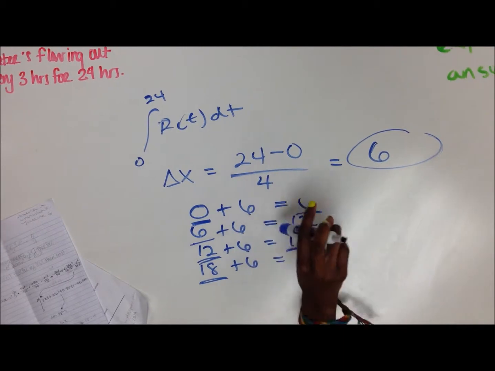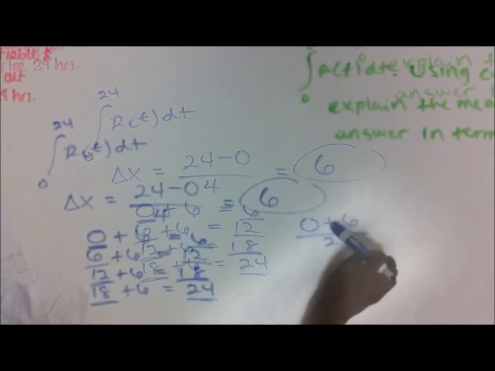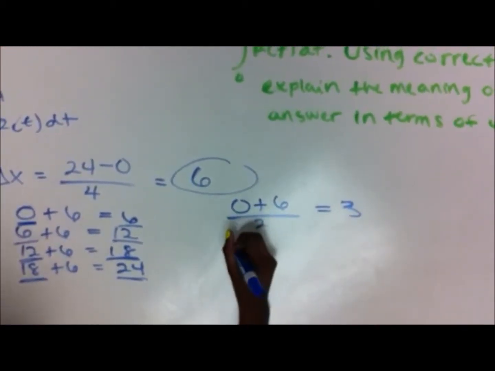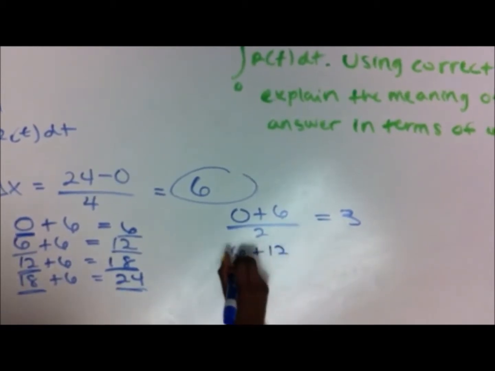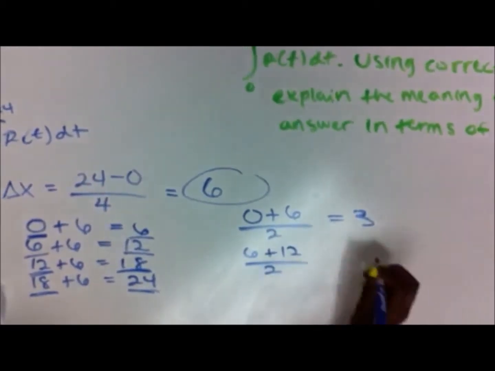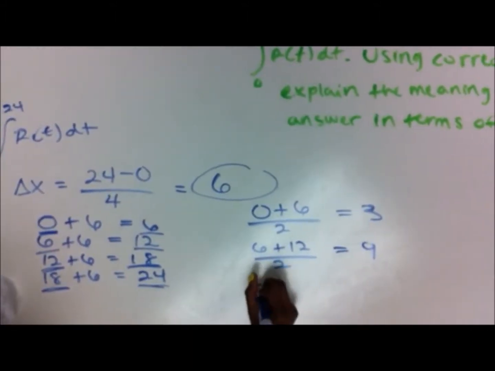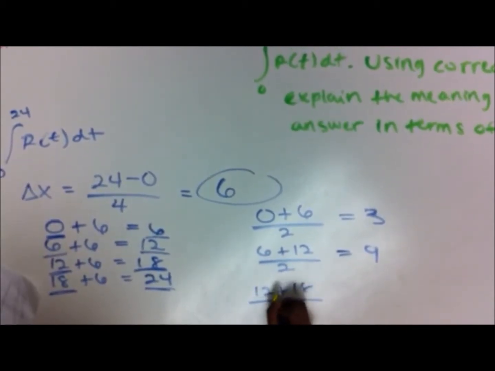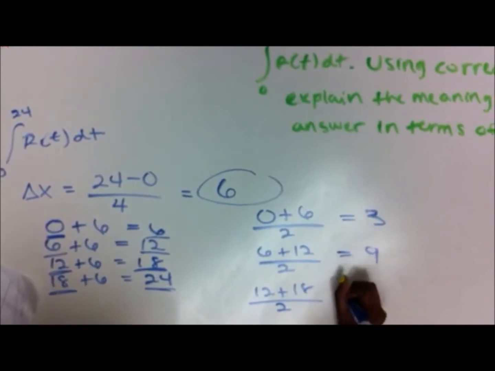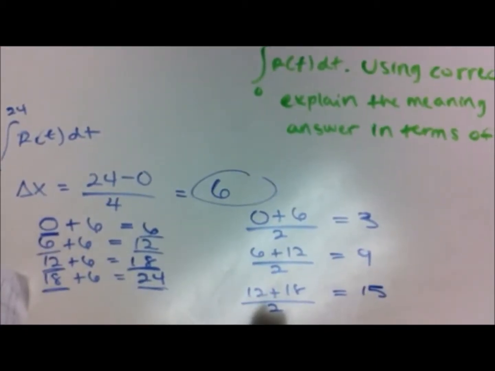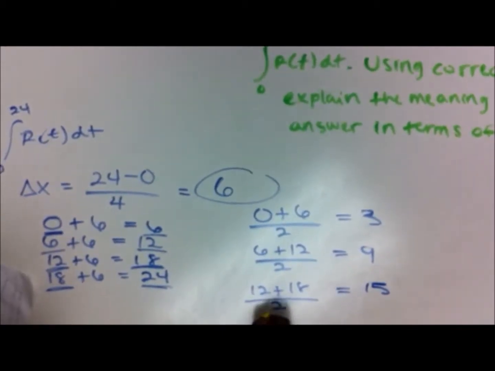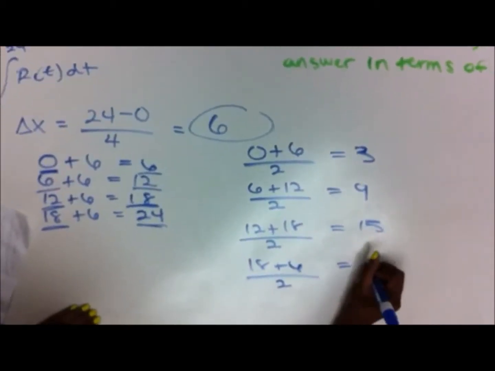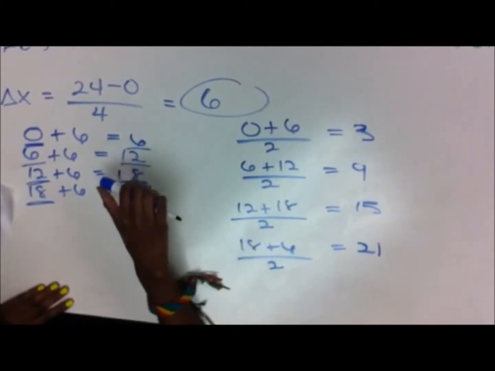What you'll do is add these terms and divide by 2, since you're finding the midpoint. 0 plus 6 over 2 is equal to 3. The next row, 6 plus 12 is 18, over 2 is 9. Then 12 plus 18 is 30, divided by 2 is 15. And your last term would be 18 plus 24 over 2, which gives you 21. You're stopping at 4 since you only asked for 4 subdivisions.